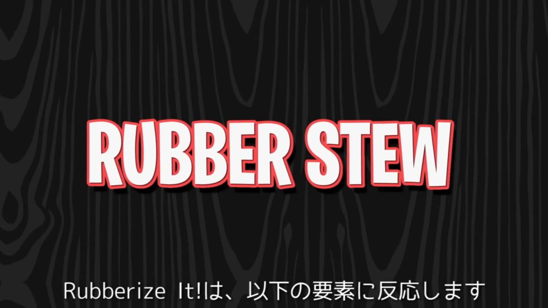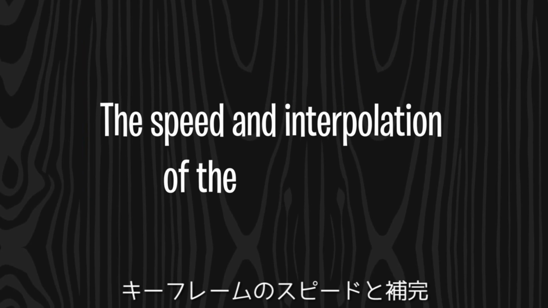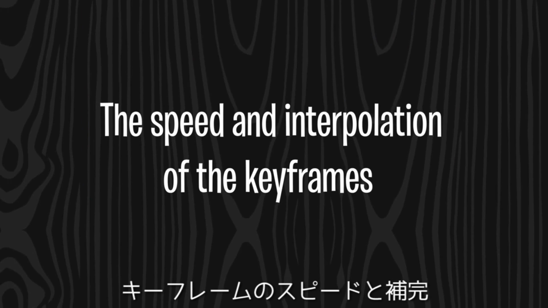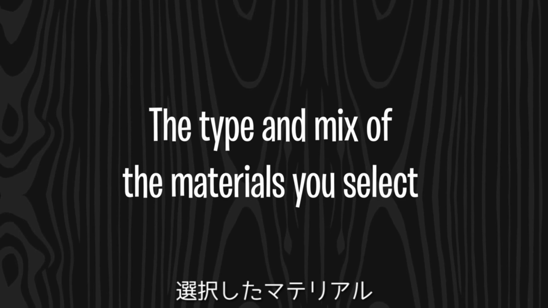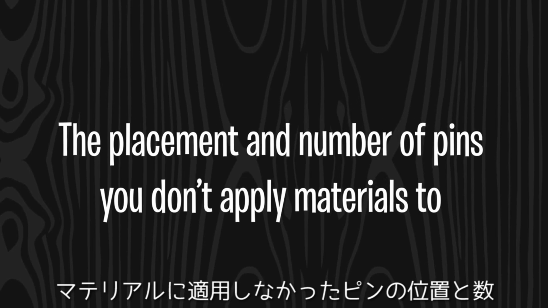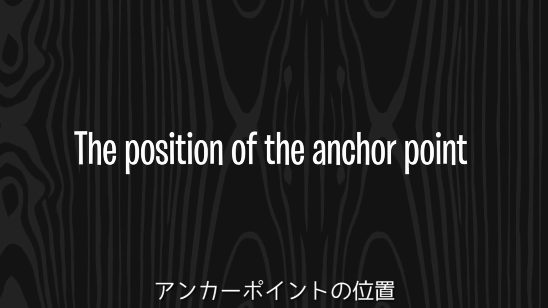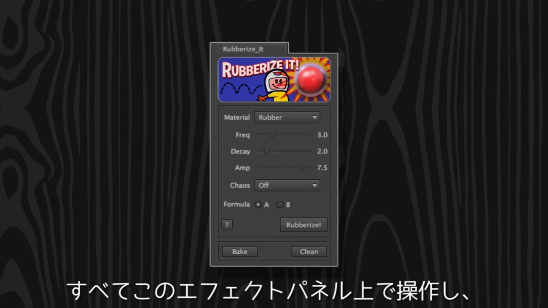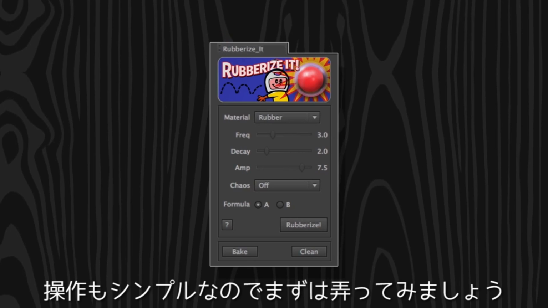How Rubberize It reacts is a complex stew of many factors, which include the speed and interpolation of the keyframes in the motion, the amount and position of the puppet pins, the type and mix of materials you select, the placement of the pins you don't apply materials to, the chaos, the formula, and the position of your anchor point. All of which goes to say there's a lot of things going on, and the easiest way to figure it all out is to just go ahead and try it.